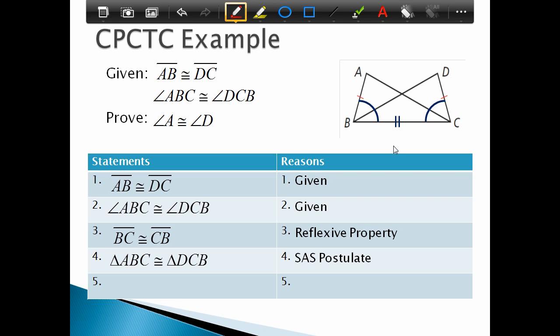So I know that A is the first letter I listed on the first triangle, and D is the first letter I listed on the second one. A and D should also be congruent. I'm going to say that as my last statement, and that's my CPCTC. I've got congruent triangles, so their corresponding parts, in this case the angles, are going to be congruent as well. That's it for CPCTC.